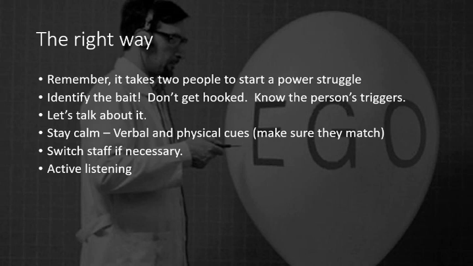Remember, it takes two people to get into a power struggle, so don't take the bait. Don't get hooked. Also, don't dangle the bait in front of a person receiving services. Staff also cause power struggles at times. If you know somebody's triggers, avoid them. By avoiding them, you avoid the potential behaviors that follow.